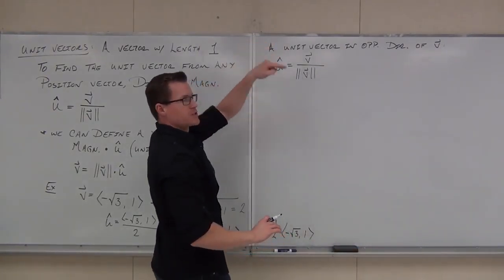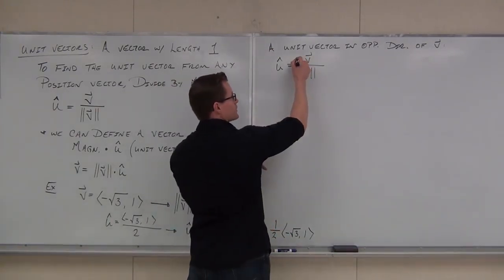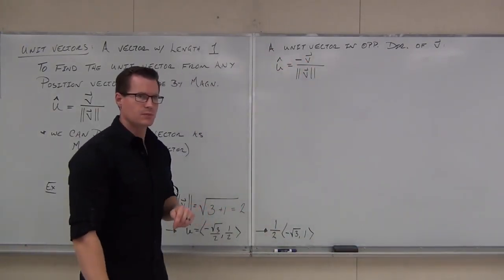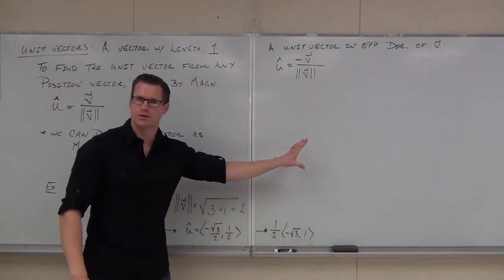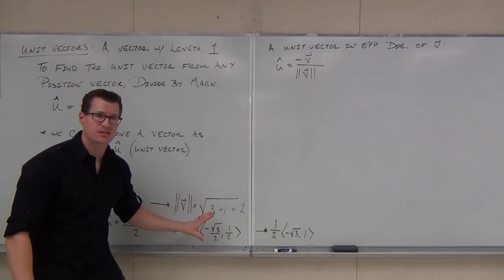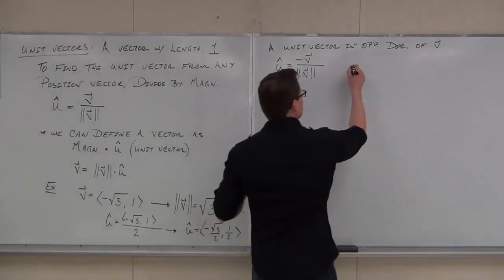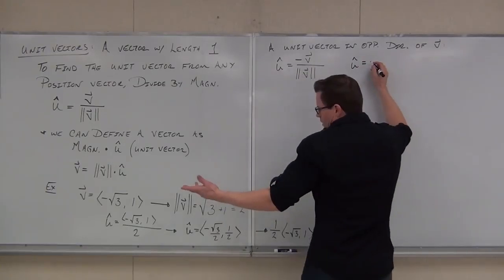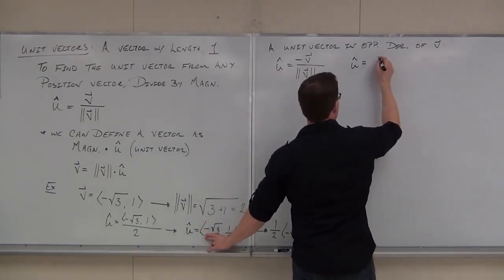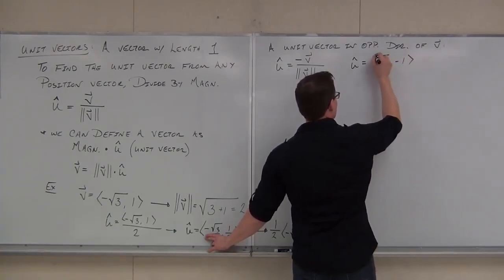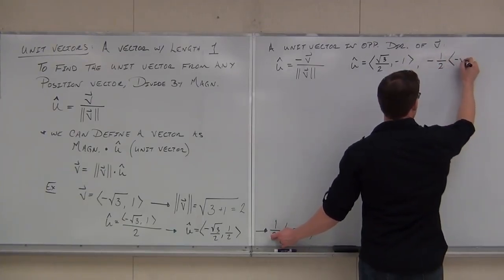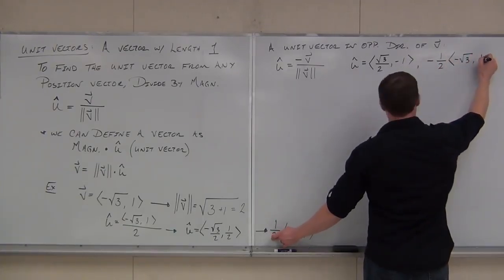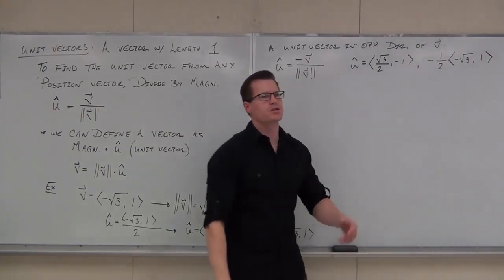So if I ever wanted to find a unit vector in the opposite direction of V, here's a unit vector in the opposite direction of V. Do I have to recreate all of this work? The magnitude's not going to change, guys. The vector's not going to change. All this would be, our vector here, would be one of two choices. You can either have positive 3/2, -1, or even easier, just make it negative 1/2 and keep the same exact vector. Those would be the unit vectors in the opposite direction.